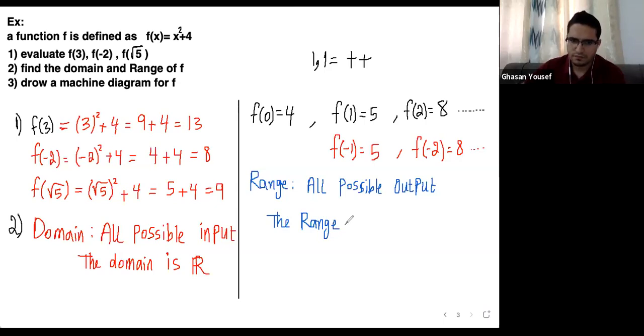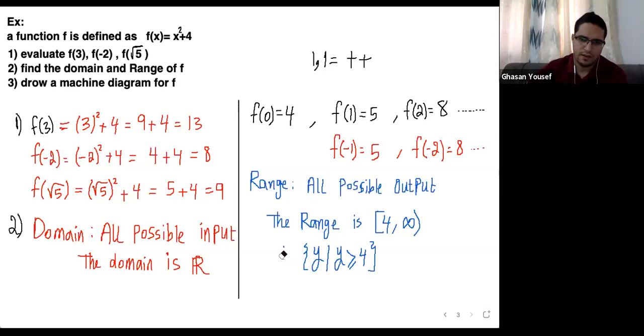The range is all values starting from 4 to infinity. Or I can define it in a different way: y such that y is greater than or equal to 4. Any question? Any question for this example? For the second part of the example and first part also?